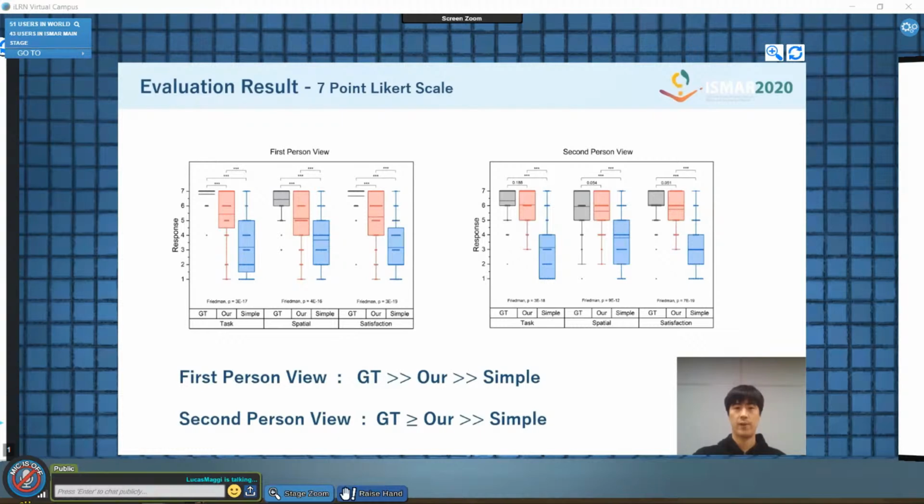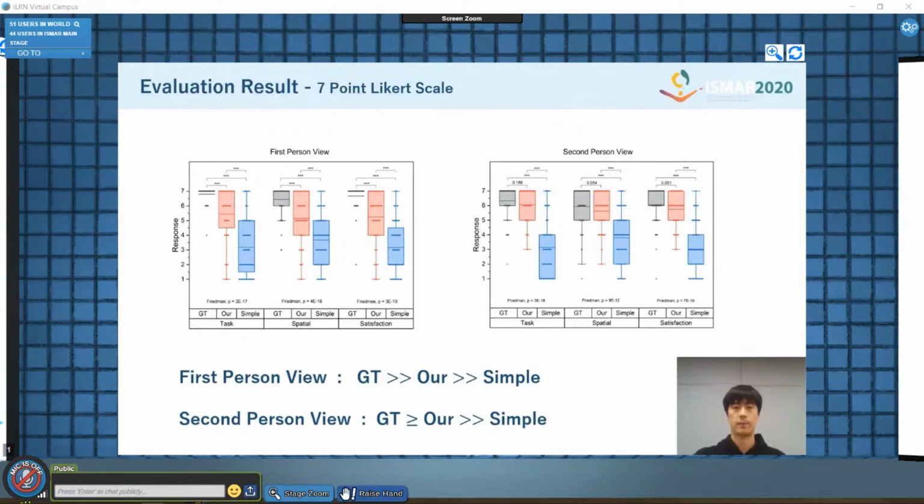For the evaluation of the self-avatar from the first-person point of view, our method is significantly better than simple method, but significantly worse than ground truth. However, for the evaluation of the avatar of the other party from second-person point of view, which is actually the case of practical application, our method is competitive with ground truth and significantly better than the simple method.